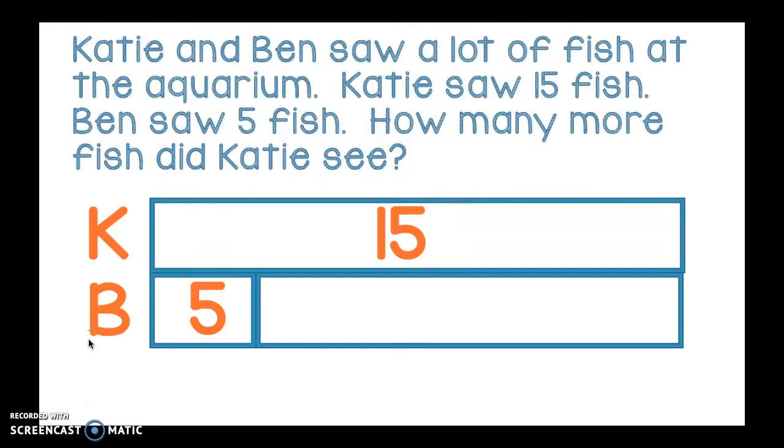So Ben has 5 and Katie has 15. I want to know how many more fish Katie saw. So my number sentence would look like this. 5 plus something equals 15.